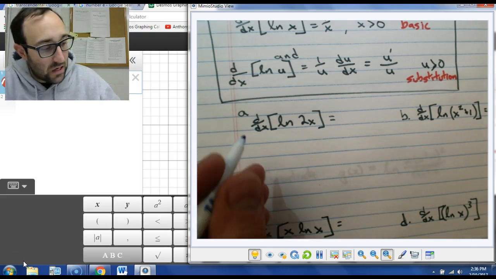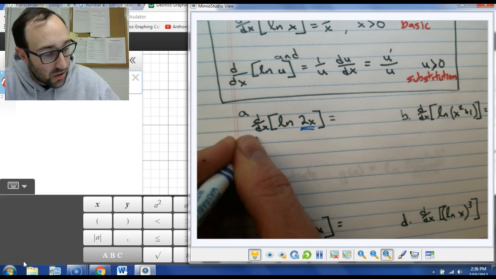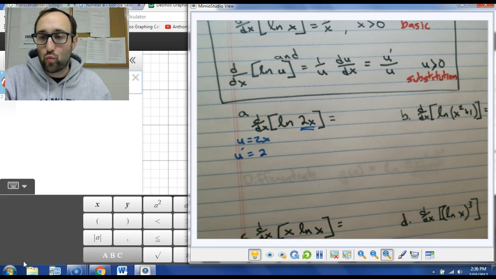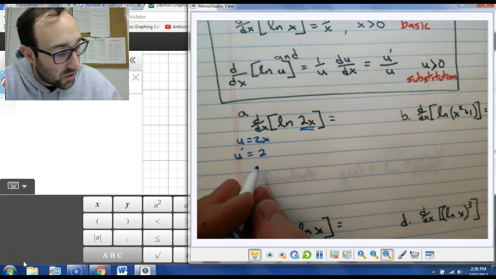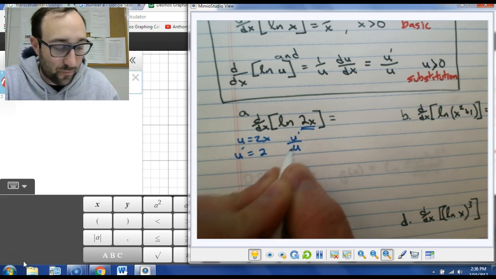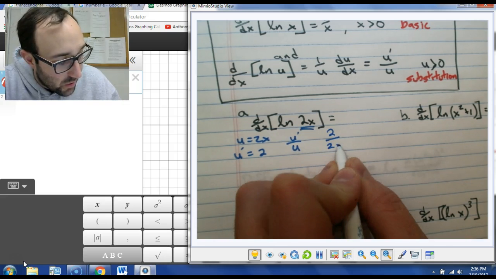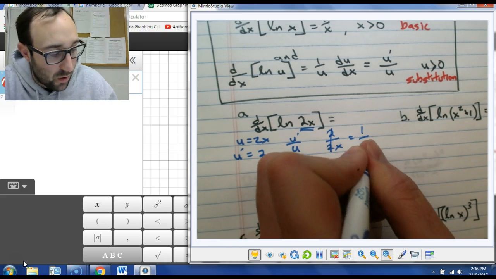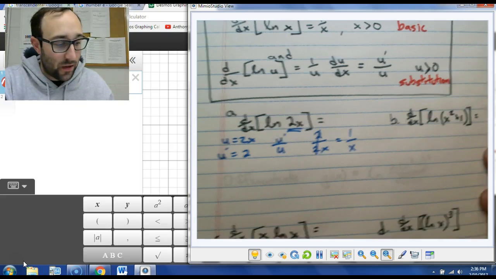Okay, so what we can say is that here, it's not just x, so we can say u equals 2x, and we can say u prime equals 2, right? So now the derivative of this whole thing is going to be u prime over u. So that means it's going to be 2 over 2x, which is the same as 1 over x. Alright, there's the first one. Let's do the next one.